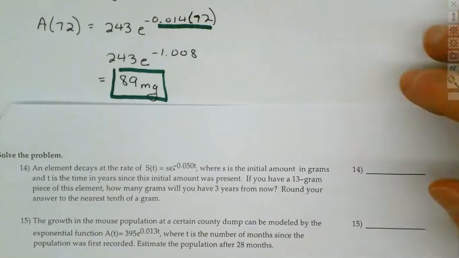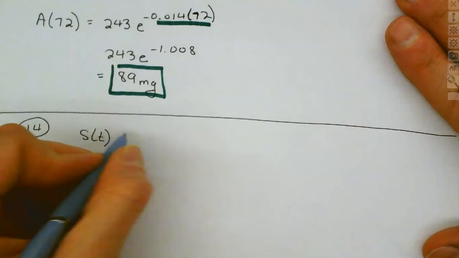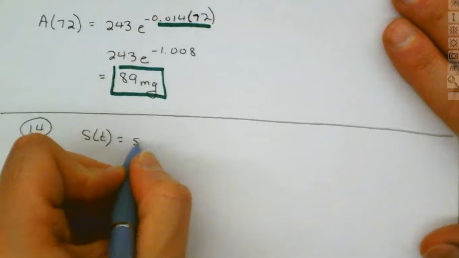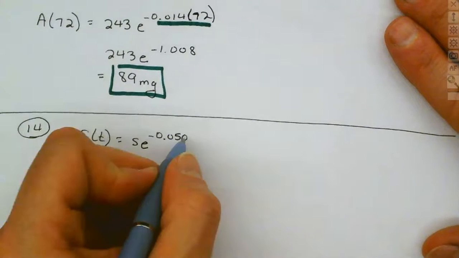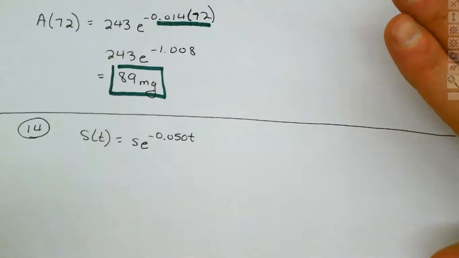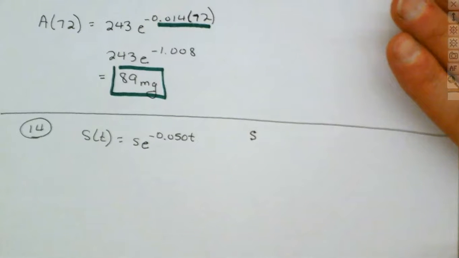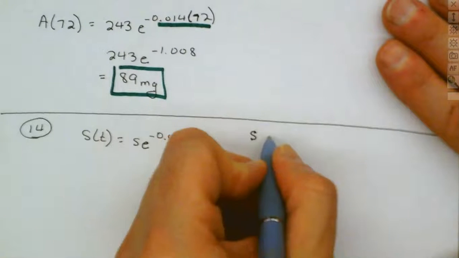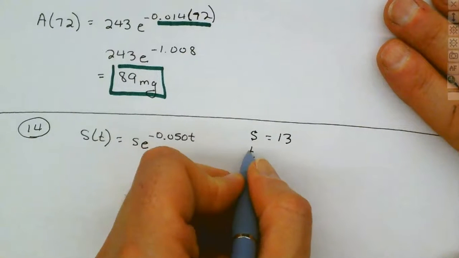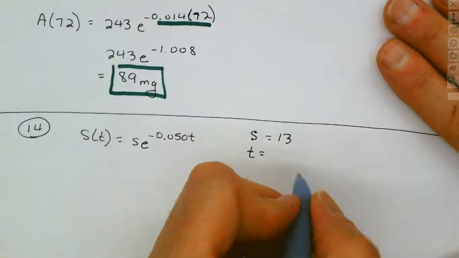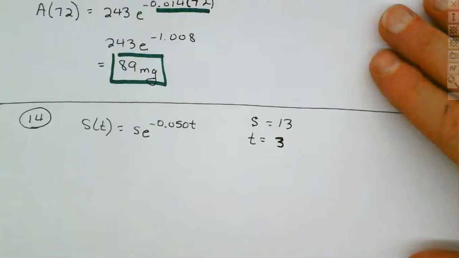Here's our formula, and we need to put the pieces in. So S of t equals S e to the minus 0.050 t. We're going to have to use our values. Now, S is the initial sample size, which in this case is 13. And our time, t, is 3 years. So we're going to use a time of 3.